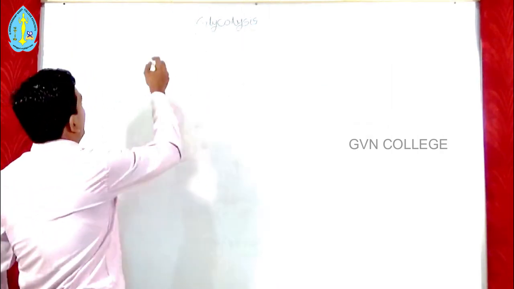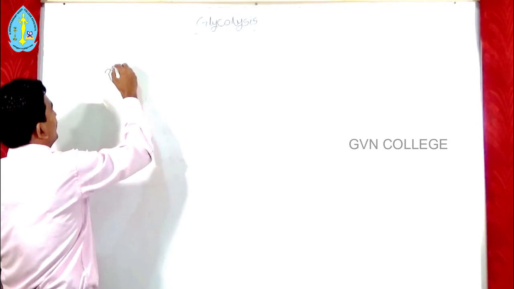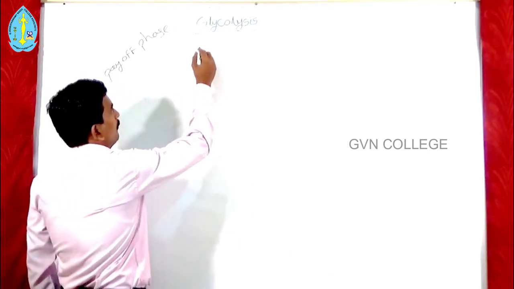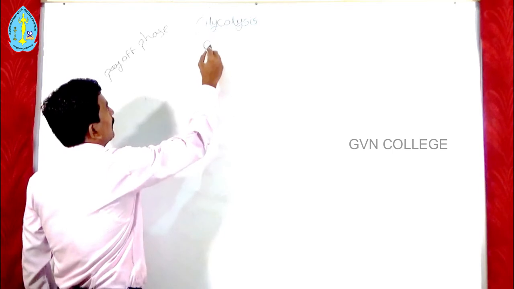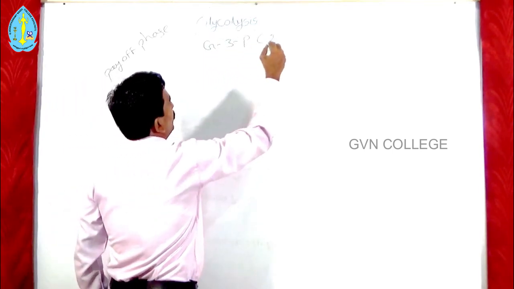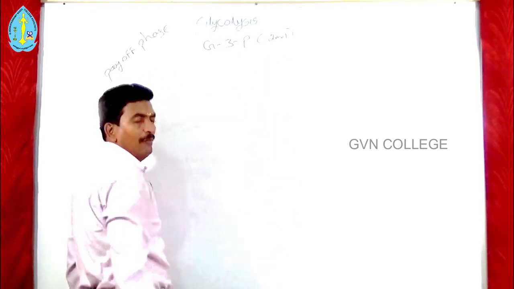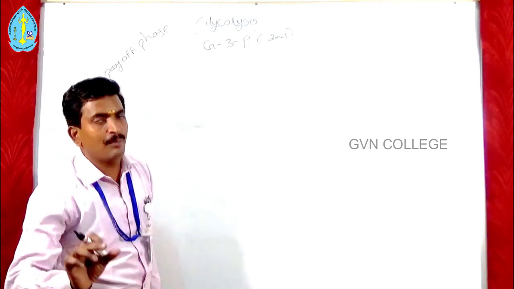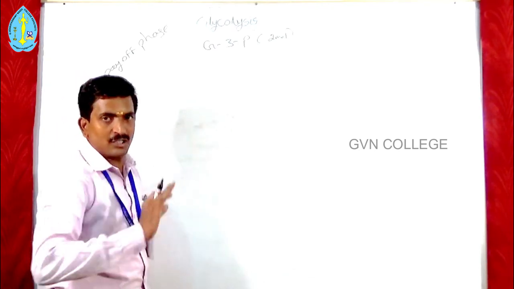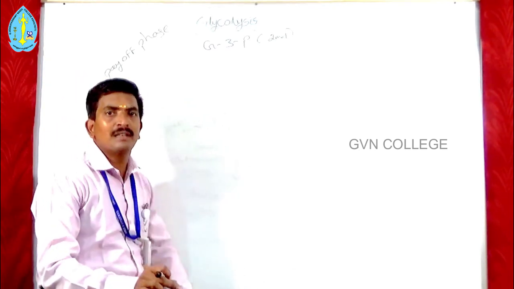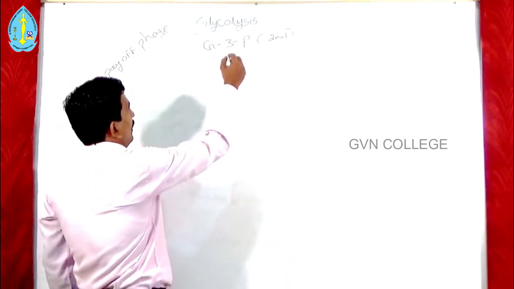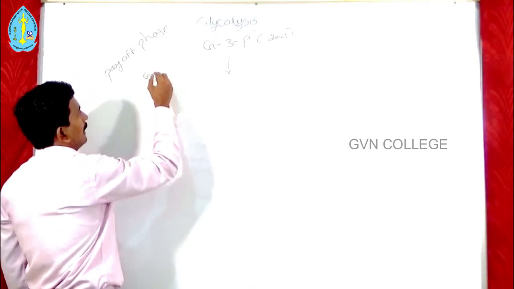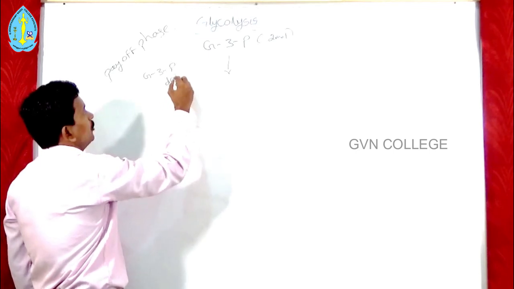The second phase is the payoff phase. In the preparatory phase, two molecules of glyceraldehyde 3-phosphate are prepared. Now these two molecules enter the payoff phase. In the payoff phase, the first enzyme involved is glyceraldehyde 3-phosphate dehydrogenase.